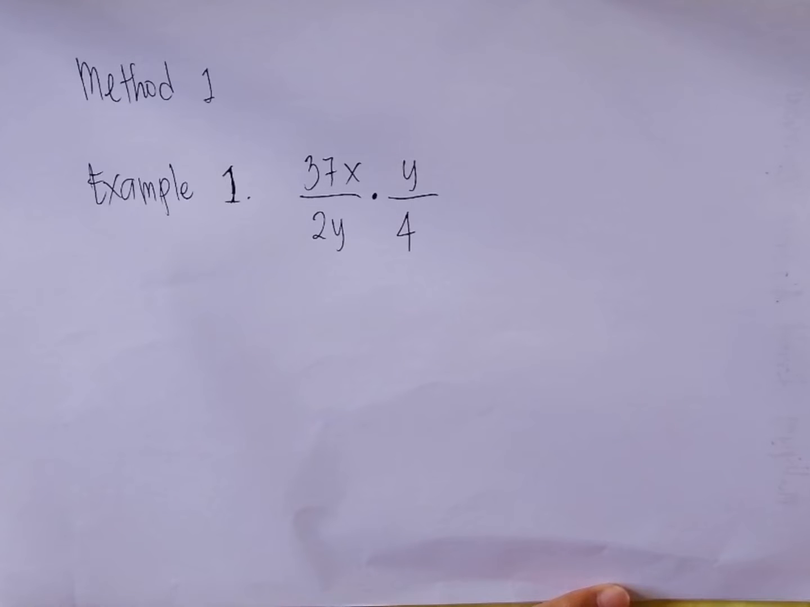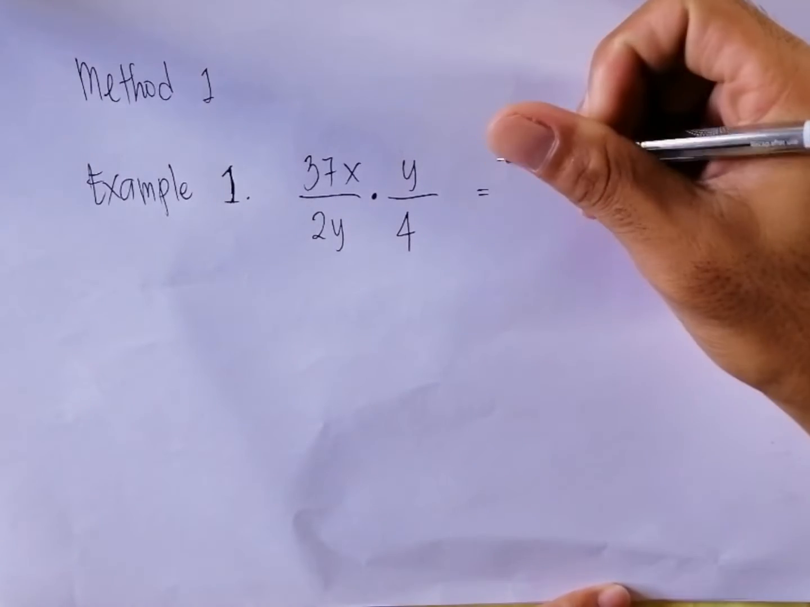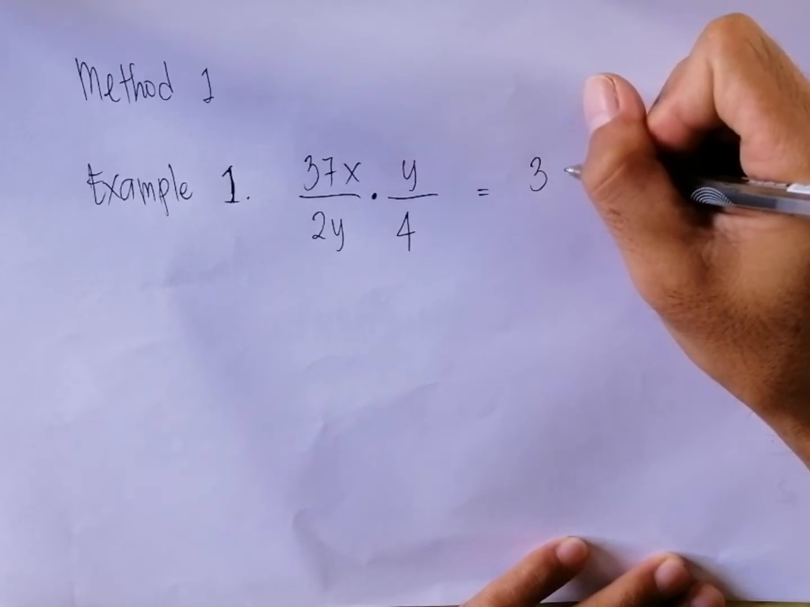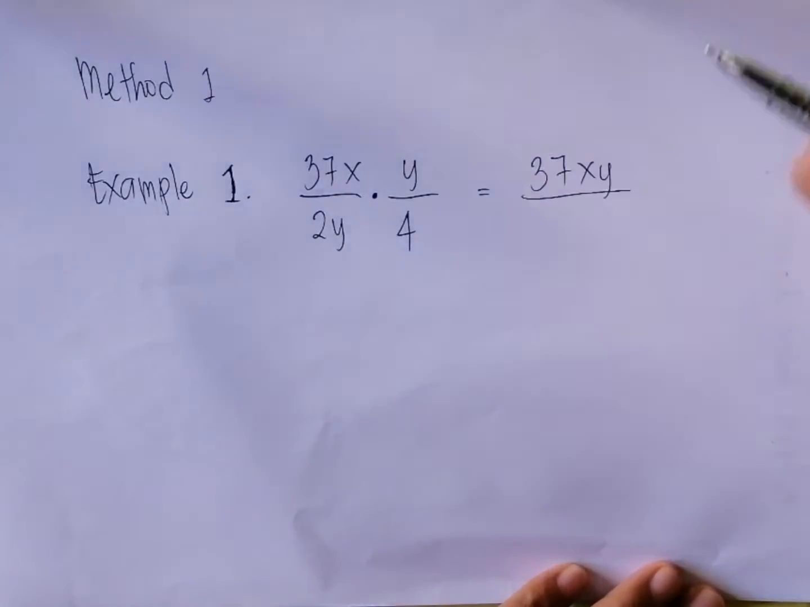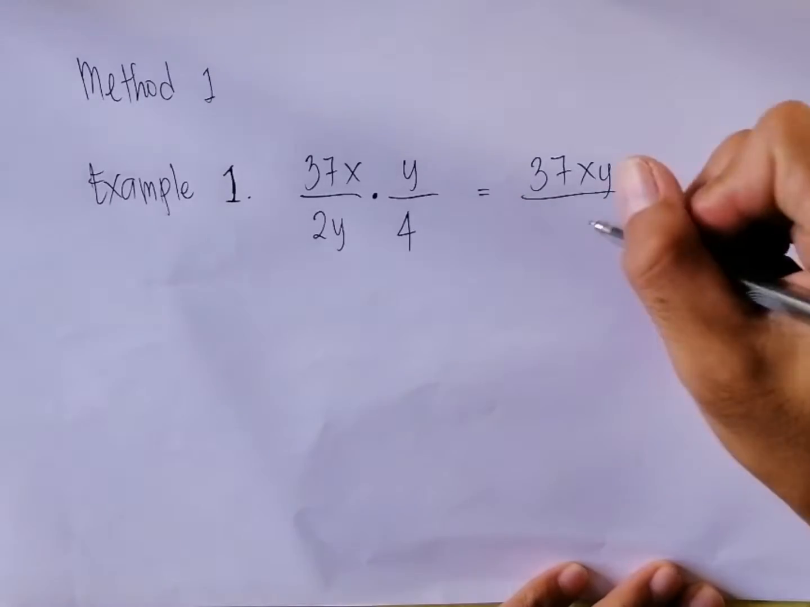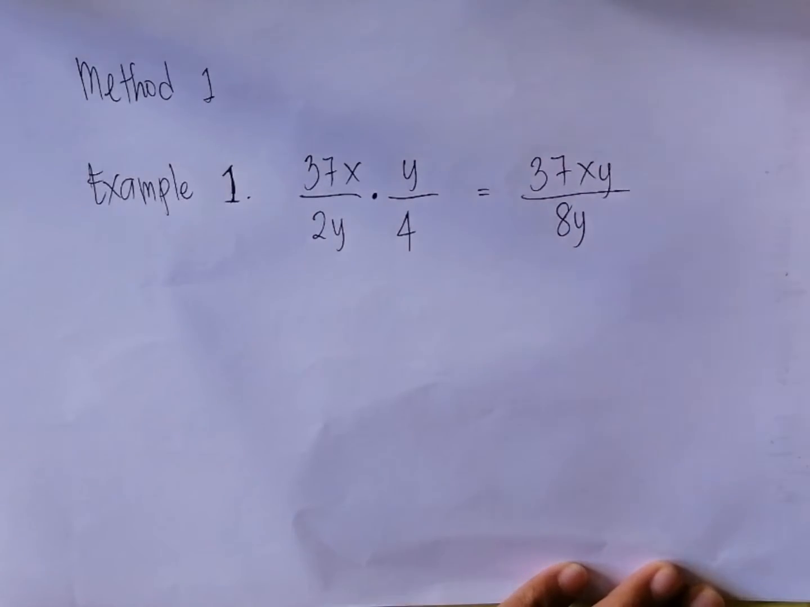37x divided by 2y times y over 4. So step 1 is multiply the numerators and denominators of the given rational algebraic expressions. So 37x times y is equal to 37xy. Then 2y times 4, that is 8y.